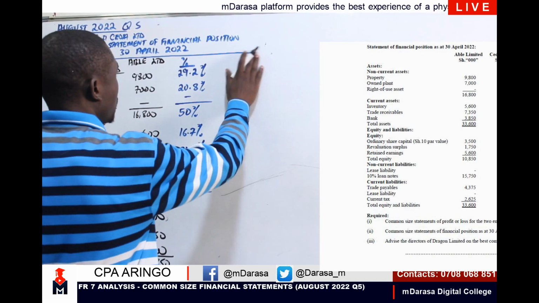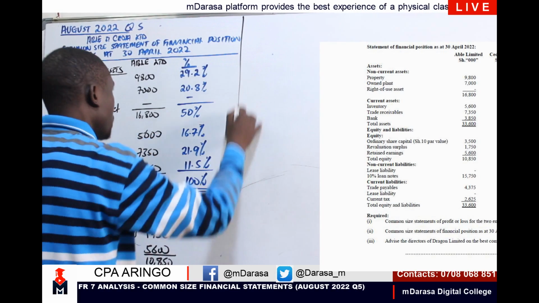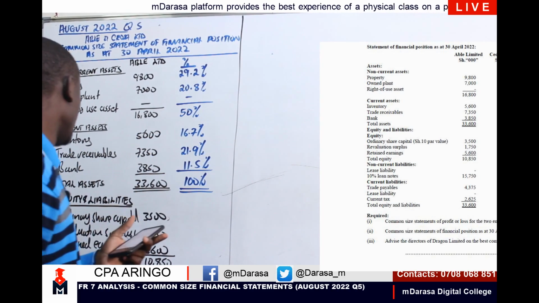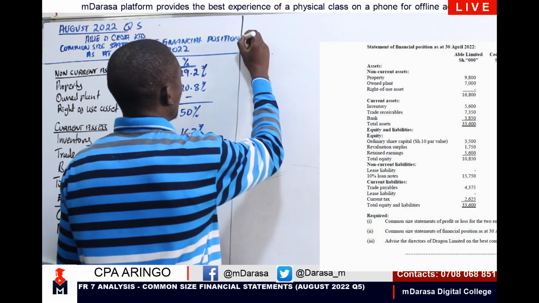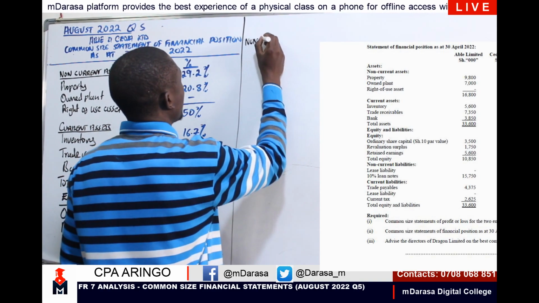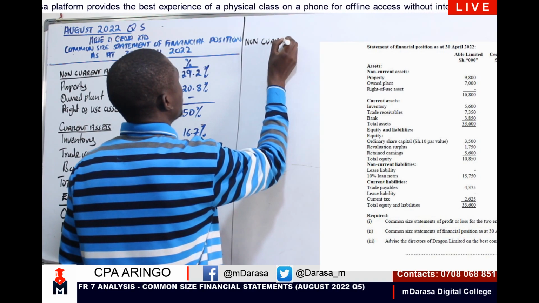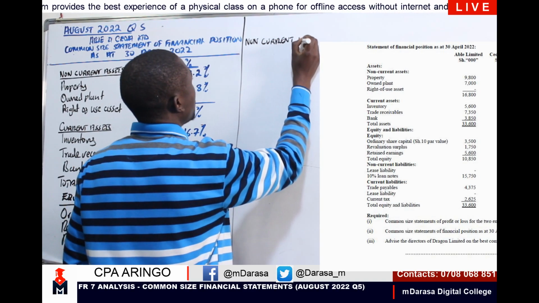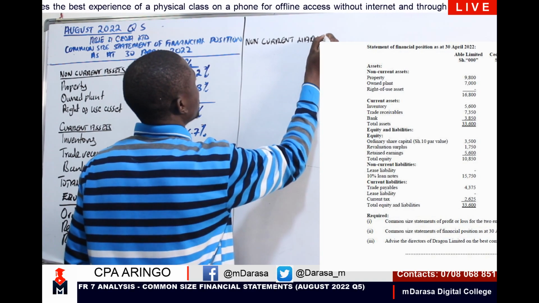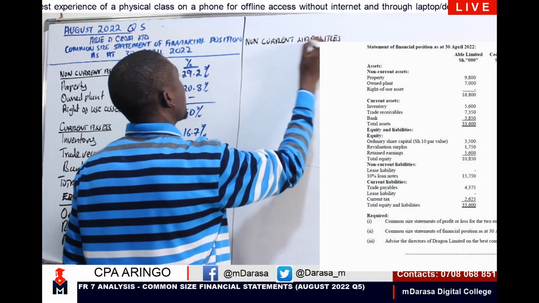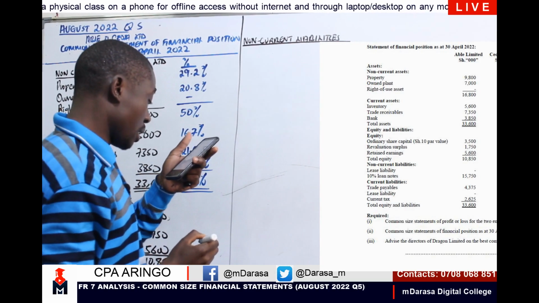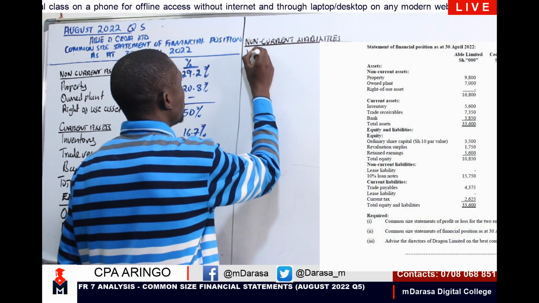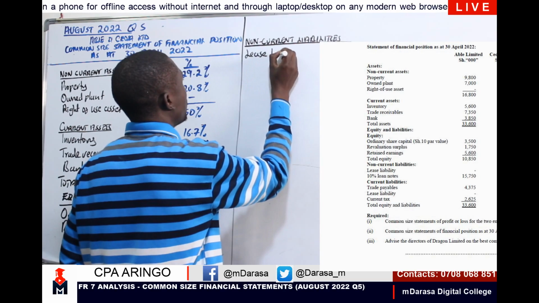10,850, right? So in that case, we proceed to the next item here of non-current liabilities. What do we have for non-current liabilities? I'm having a figure of lease liability.